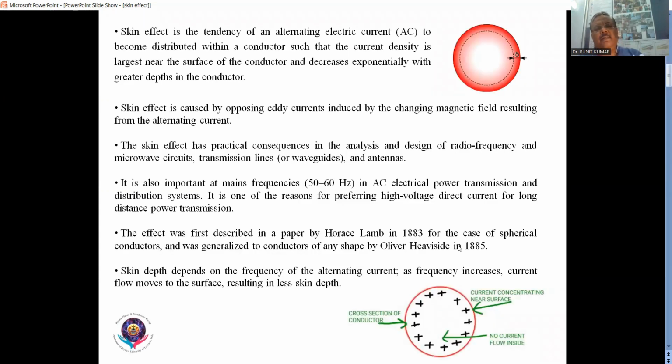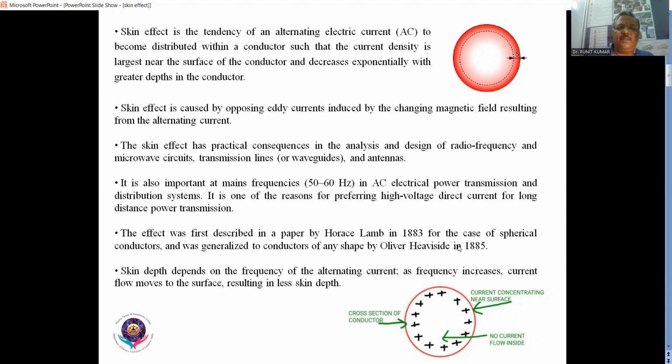And it's the tendency of an alternating current to become distributed in a conductor in such a manner that the current density is maximum near the surface and this decreases exponentially as we move inwards. And the cause of this behavior is the eddy currents, which oppose the currents induced by the changing magnetic field, resulting in an alternating current.